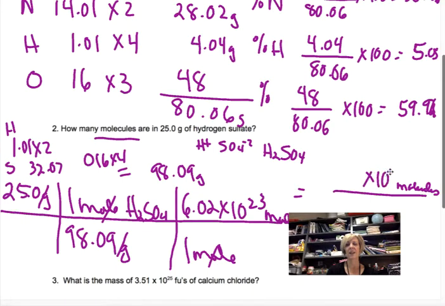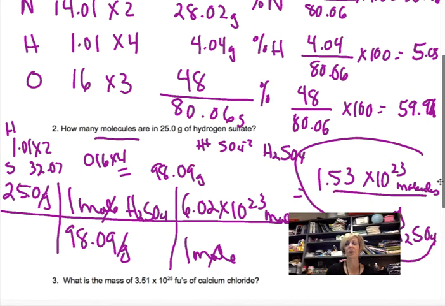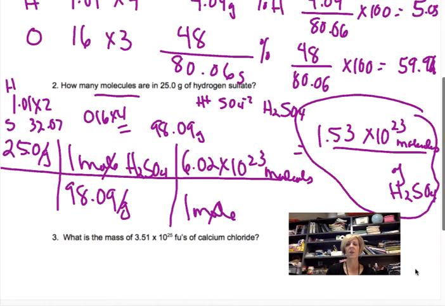I'm going to stick 10 to the 23 over here. Now I'm going to take 25 times 6.02 divided by 98.06. And I get 1.53, 3 sig figs, molecules of H2SO4, or you could have said FUs of H2SO4, and circle my final answer. That is all I need.